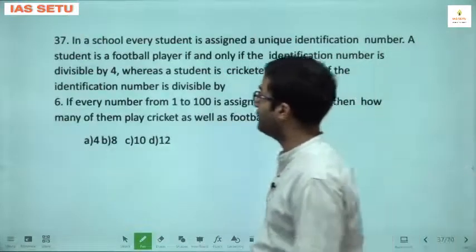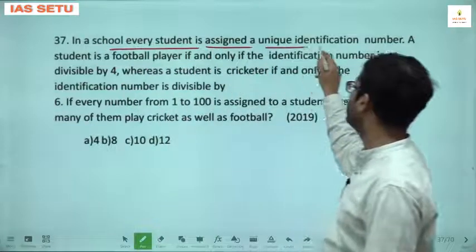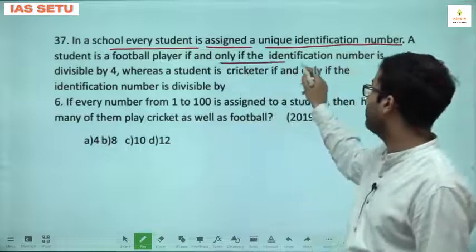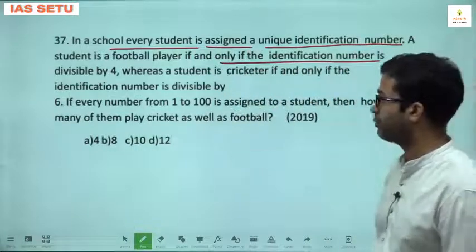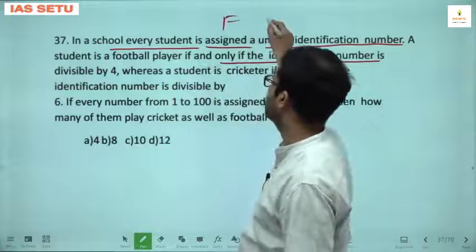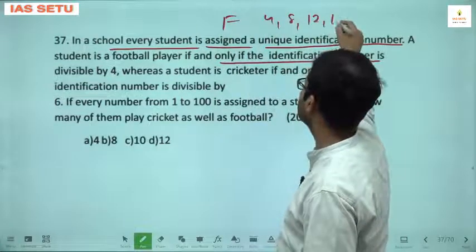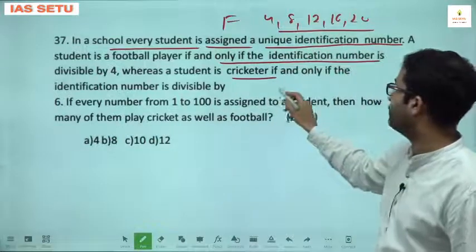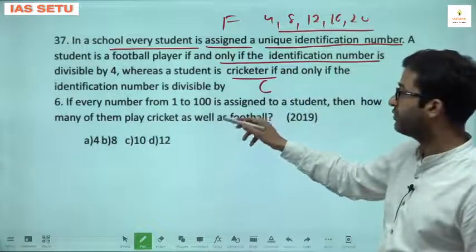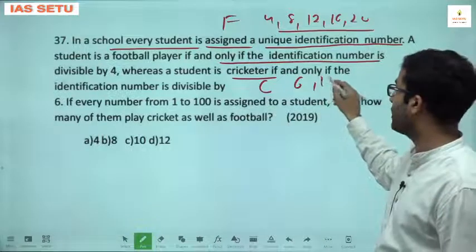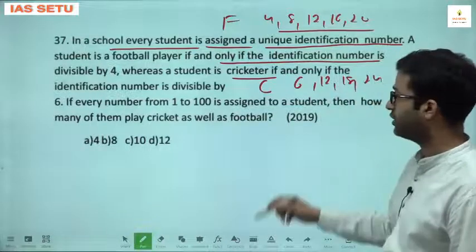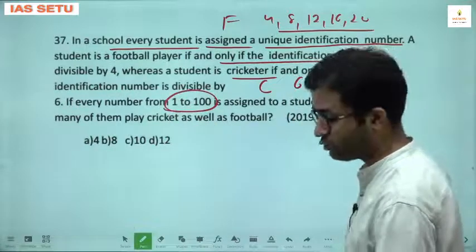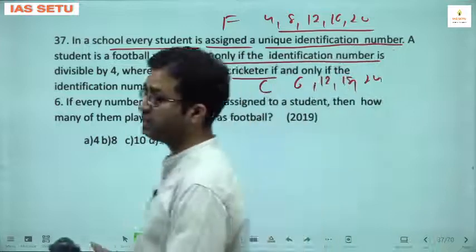Question number 37. In a school, every student is assigned a unique identification number. A student is a football player if and only if the identification number is divisible by 4. So for football, it is 4, 8, 12, 16, 20. Whereas a student is a cricket player if and only if the identification number is divisible by 6: 6, 12, 18, 24. All these are cricket players. Every number from 1 to 100 is assigned to a student, then how many of them play cricket as well as football?